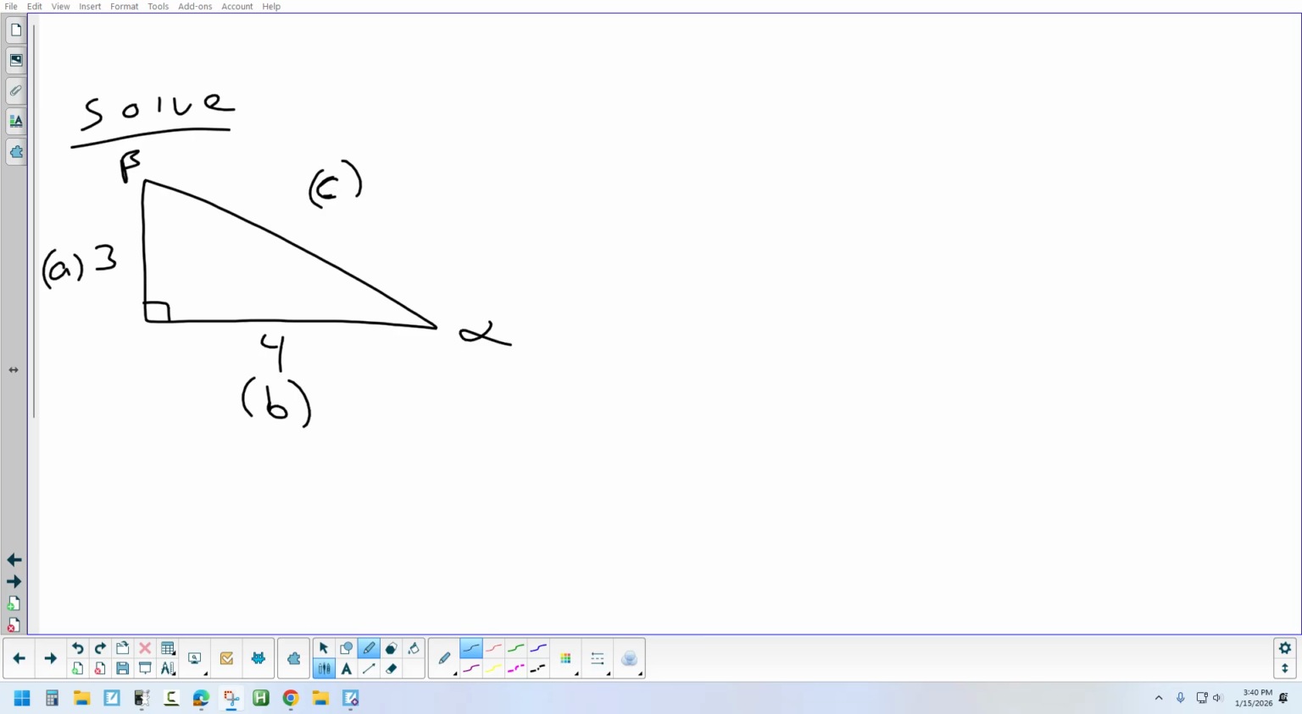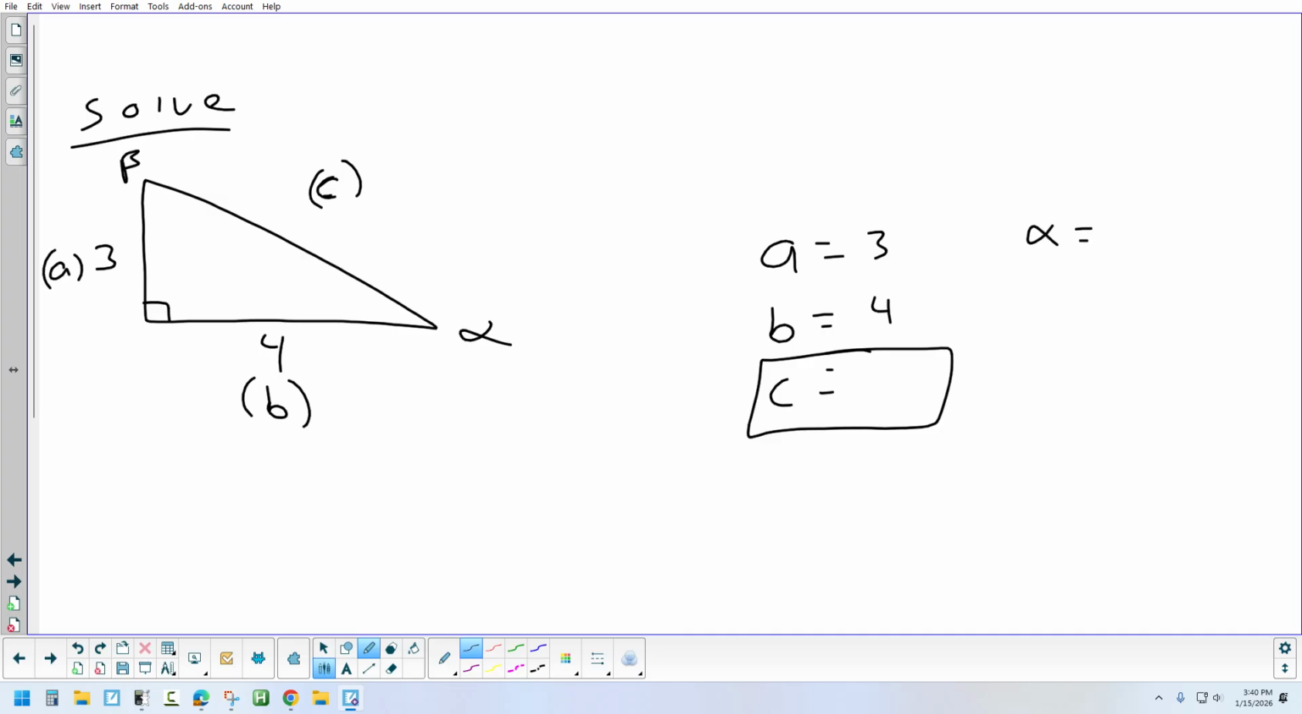Okay, so the next question is solving a triangle where they give us 2 sides. So they've given us A and B, which is the 3 and the 4. And we'll make our chart and figure out everything that we don't know. Okay, so we've got A. They gave us B. C, I don't know, so I'll put a box around it. Alpha, I don't know. And beta, I don't know. So the right angle, I'm not going to worry about writing that because I already know it. Right, let's start with C.